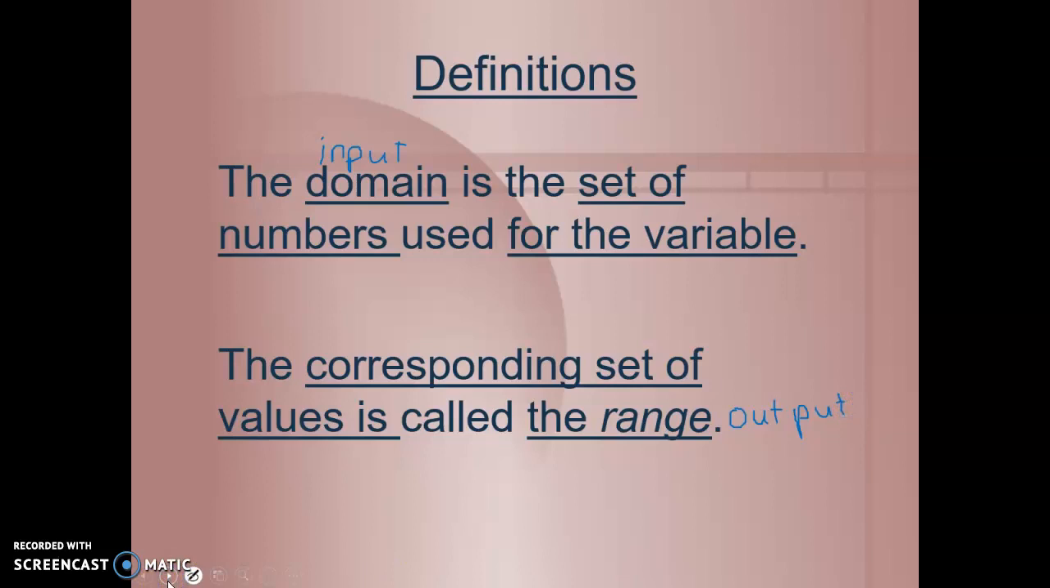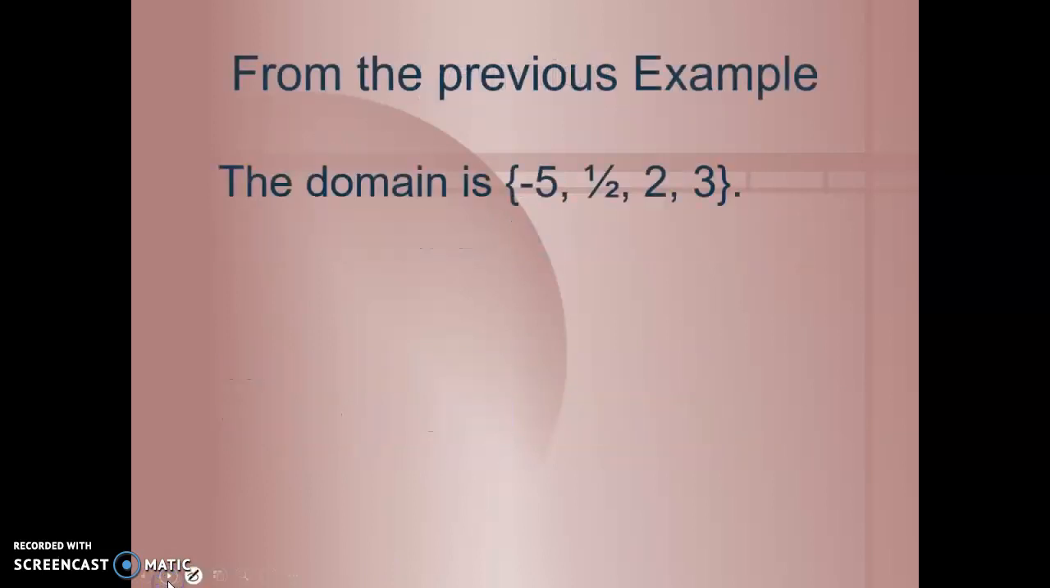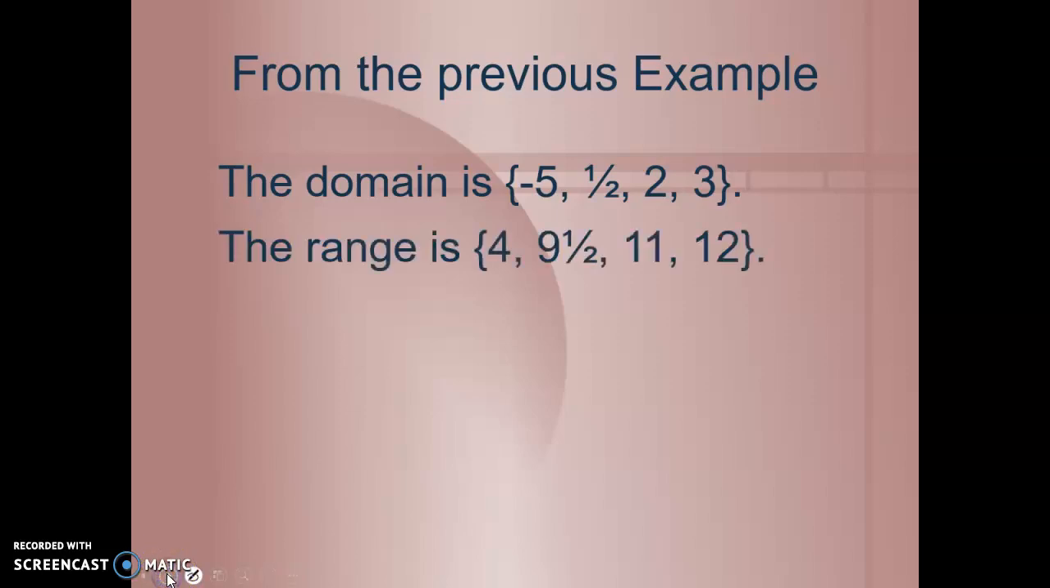In those previous examples, our domain was -5, 1/2, 2, and 3. Those are the 4 numbers that we input into the expressions. Our output, or our range, is 4, 9.5, 11, and 12. So our domain, again, is input, and our range is output. Make sure you know those terms and their synonyms. Input is a synonym for domain, and output is a synonym for range.